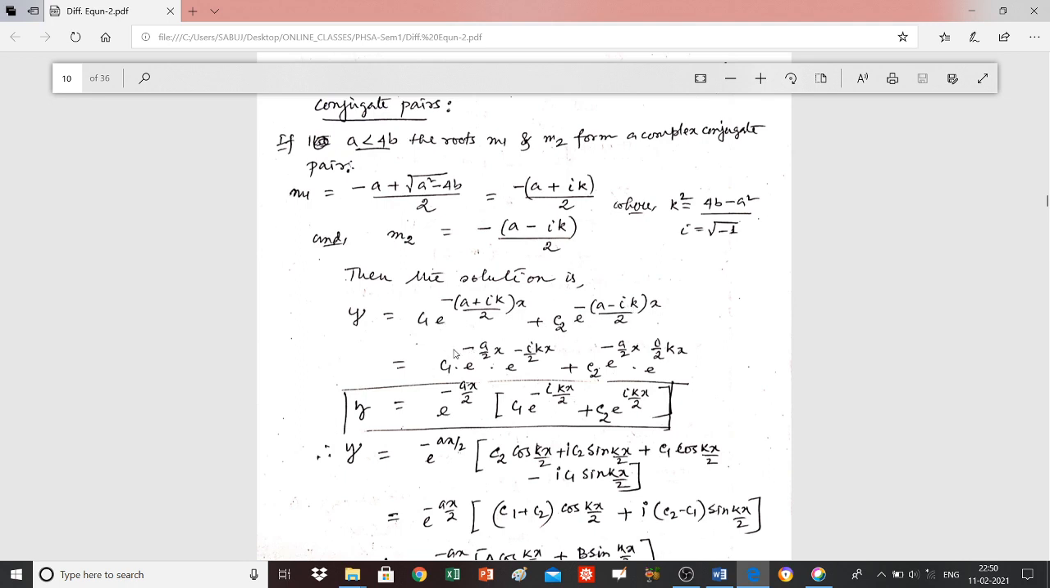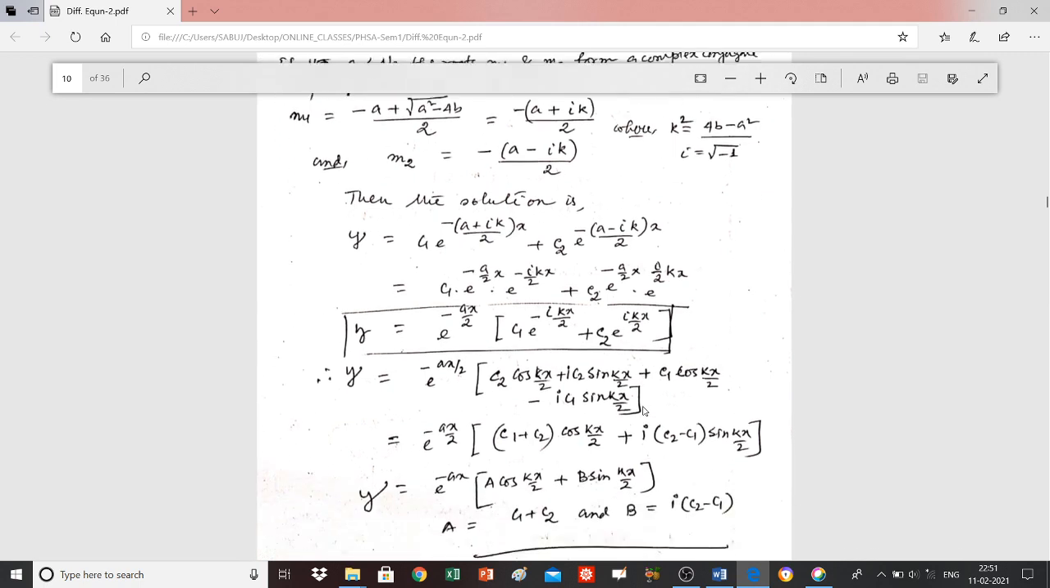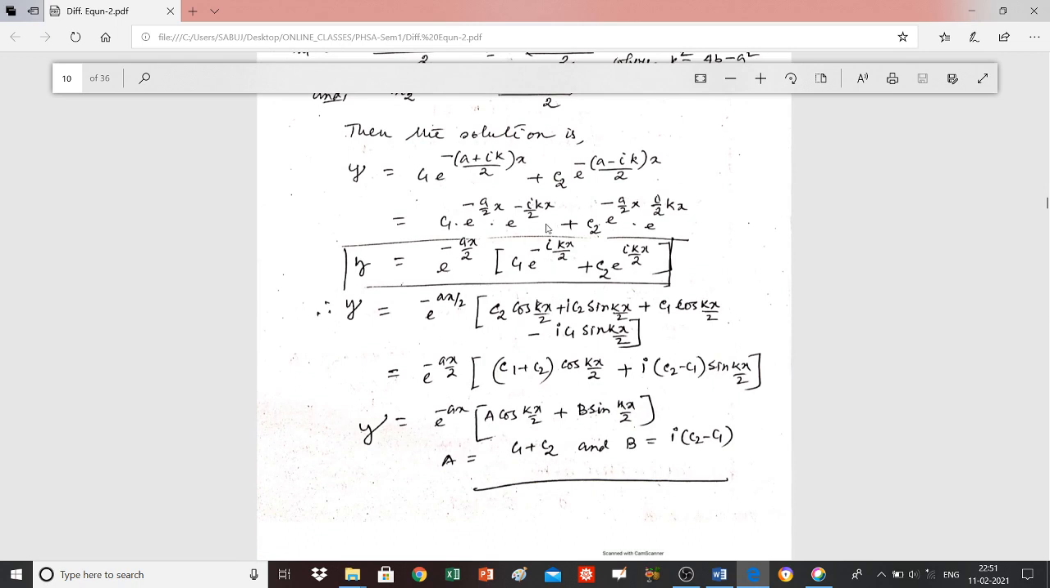So this can be written as c1 e to the power minus ikx by 2, plus c2 e to the power ikx by 2, multiplied by e to the power minus ax by 2. Now write the exponential terms as sine and cosine terms.